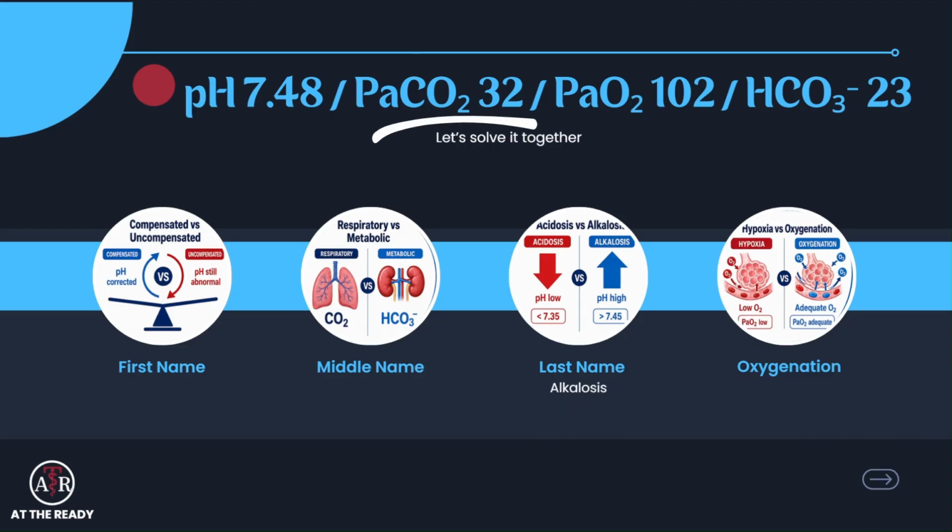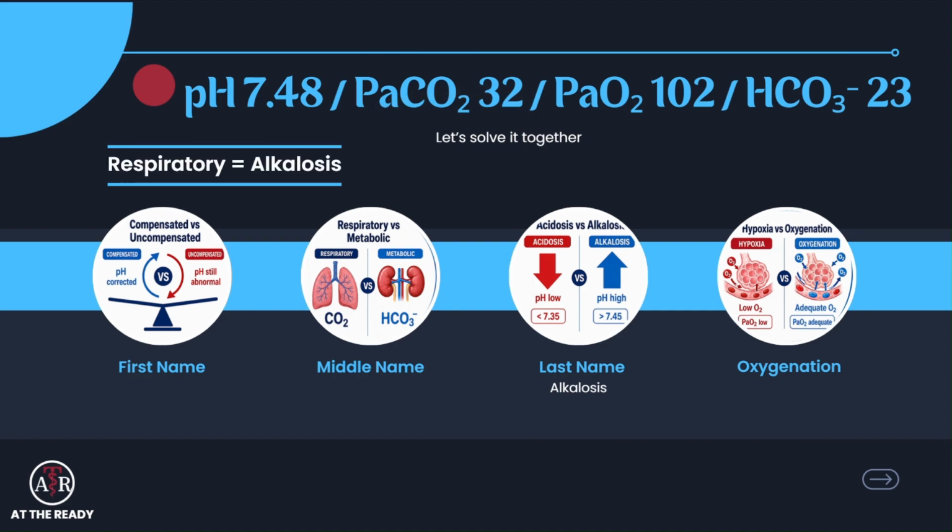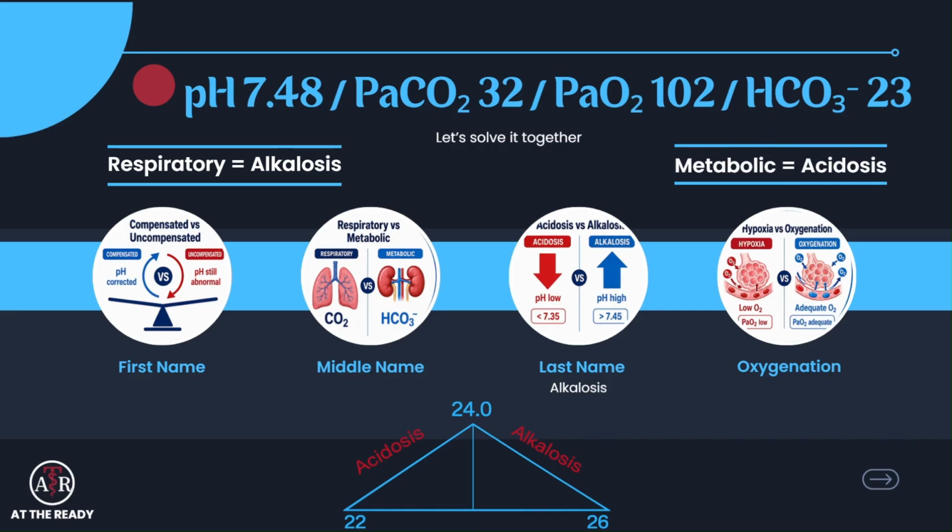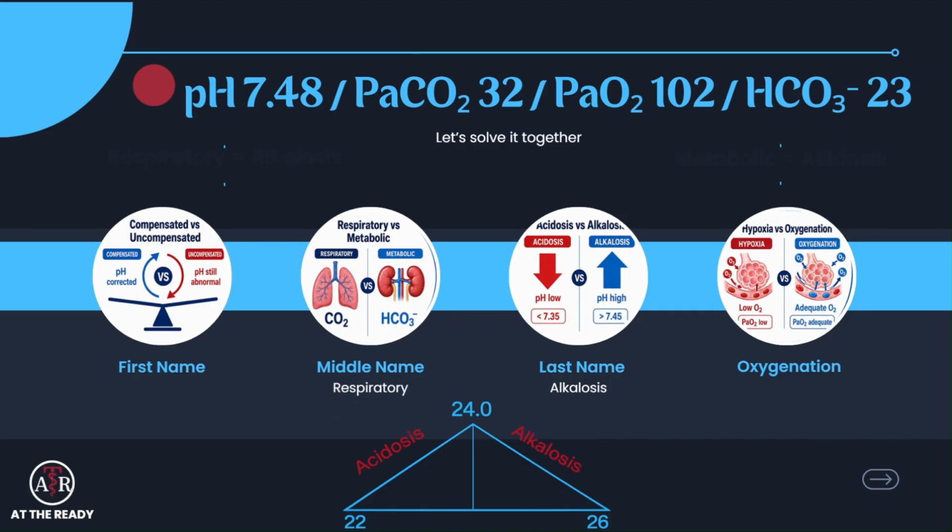Now find the middle name. The PaCO2 of 32 is low, normal being 35 to 45. The patient is blowing off their CO2 or their acid, pushing them towards alkalosis. A bicarb of 23 is normal, but on the lower end of normal. Remember, normal is 22 to 26. Any value less than 24.0 is acidotic, and any value greater than 24.0 is alkalotic. So a bicarb of 23 indicates acidosis. Because the last name is alkalosis and the respiratory pattern matches alkalosis, the middle name is respiratory.